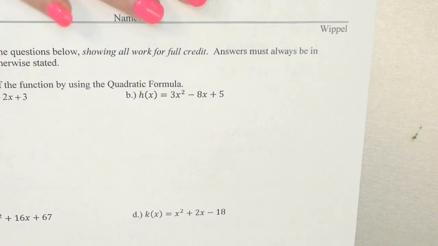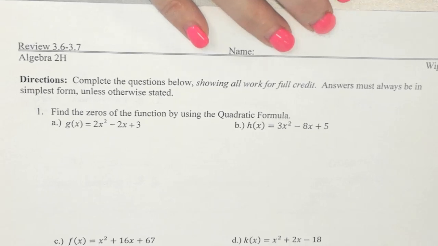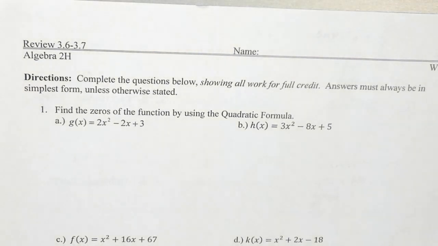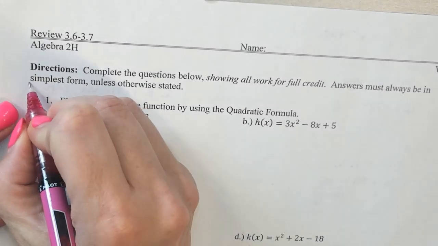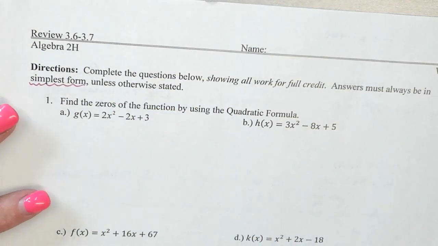Okay, so the only part of your quiz that is no calculator is going to be the quadratic formula. Yep, so you're going to have a calculator for this part. Everything else you'll have a calculator for. And you have to make sure that you're showing all of your work for credit. It does remind you that everything should be in simplest form.